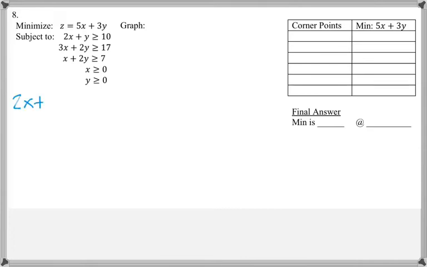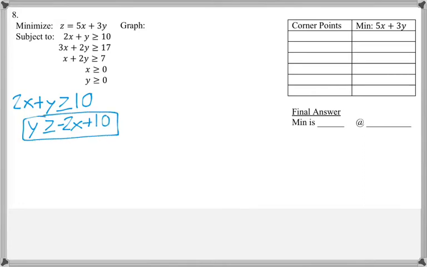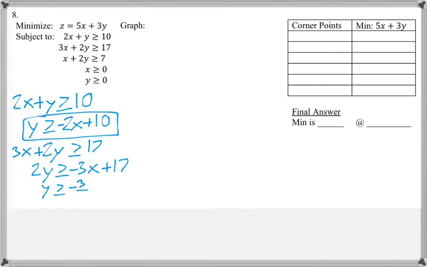So 2x plus y is greater than or equal to 10 if we subtract 2x from both sides. We can graph this. 3x plus 2y is greater than or equal to 17 if we subtract 3x from both sides and then divide everything by 2. We get negative 3 over 2x plus 17 over 2.